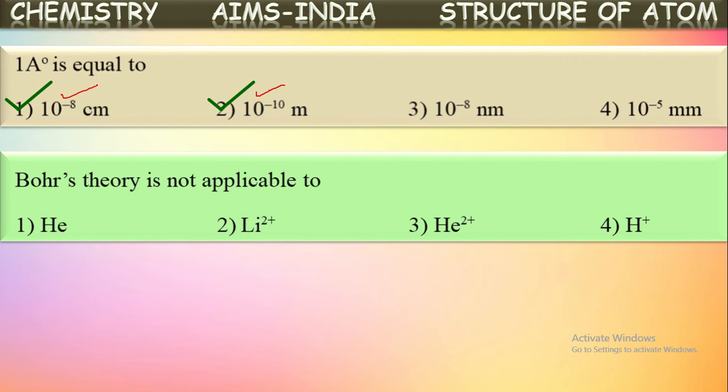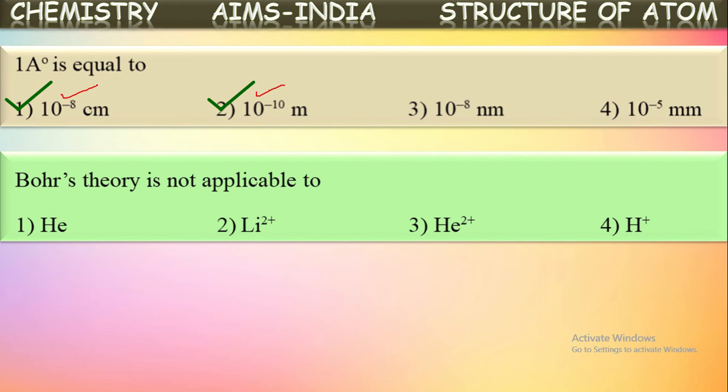For those, Bohr's theory is not applicable. See the options here: which are having only one electron in them, for those, Bohr's theory is applicable. But which are having other than one electron, meaning if they have no electrons or more than one electron, for all those systems, Bohr's theory is not applicable. See the first one, helium. How many electrons will be there in helium? Two electrons. So Bohr's theory is not applicable to helium.